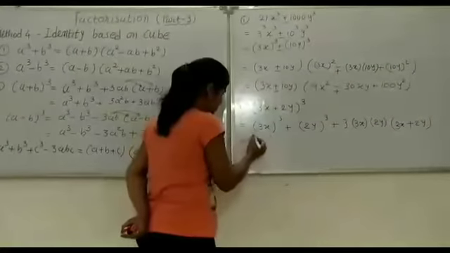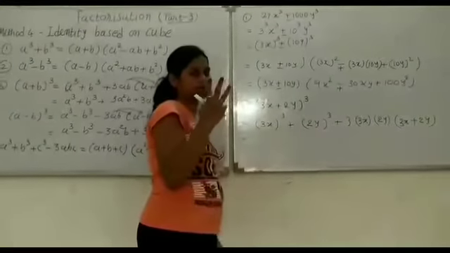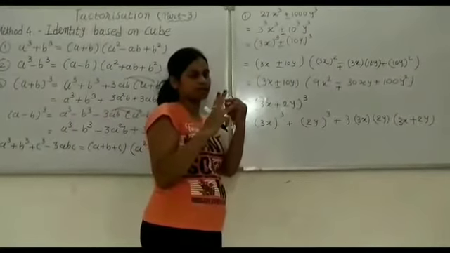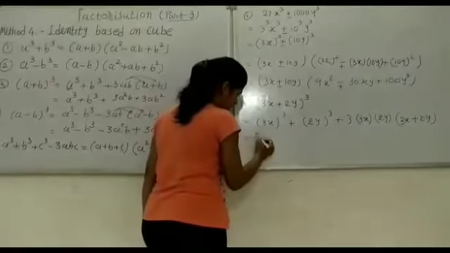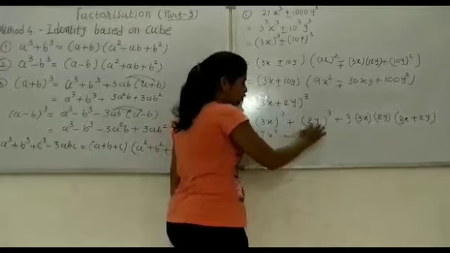Now 3x whole raised to 3. So 3 raised to 3 means 3 multiplied 3 times: 3 3s are 9, 9 3s are 27. So you can write 27x raised to 3 plus 2 raised to 3.